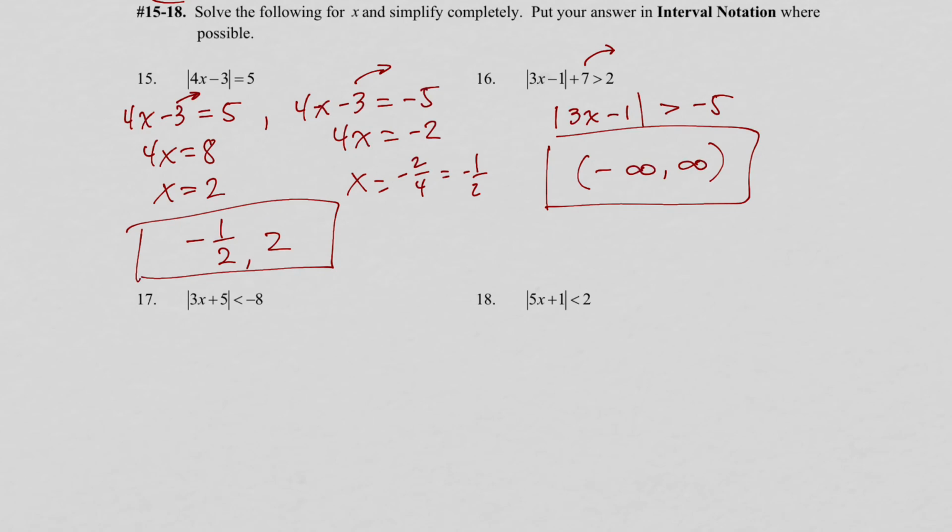Number 17, this is an absolute value which is less than a negative number, which means it's less than 0, and that's impossible. This can never happen no matter what x is. So this is an empty set.